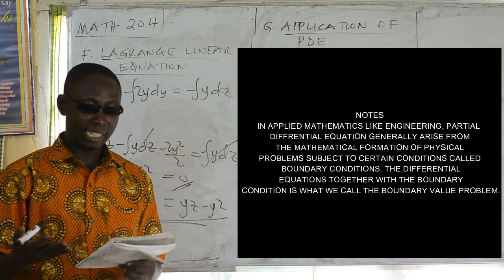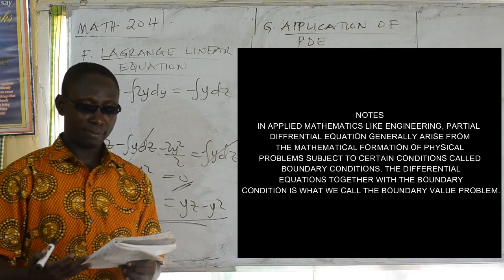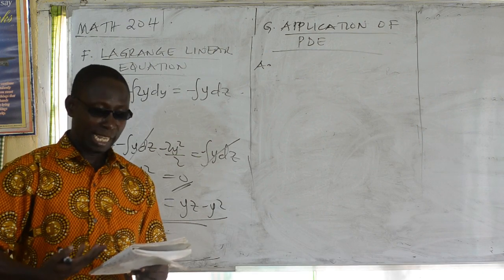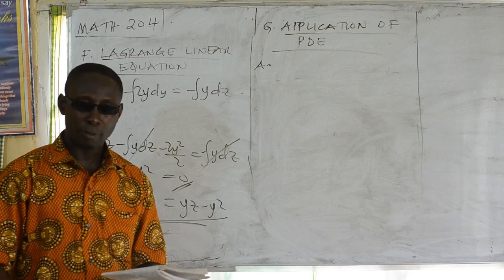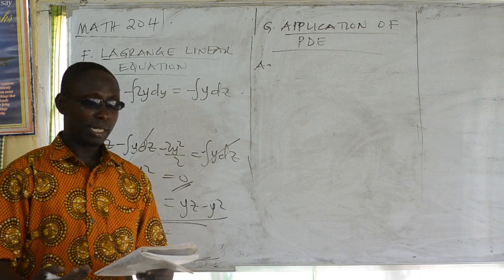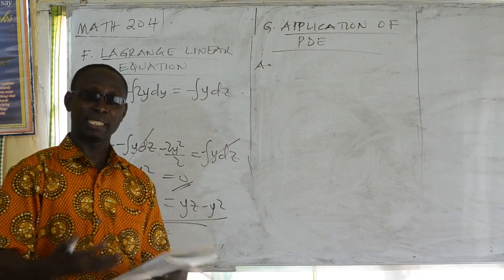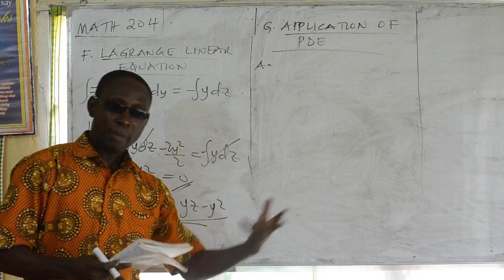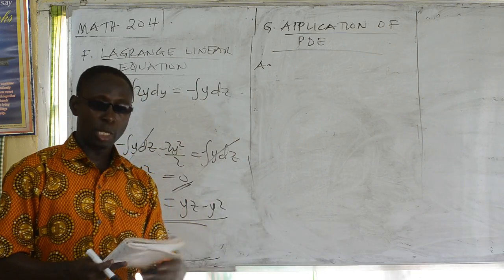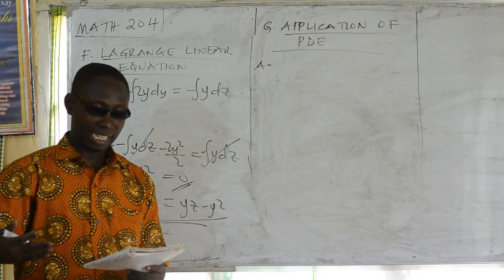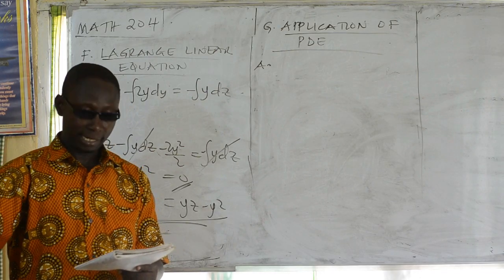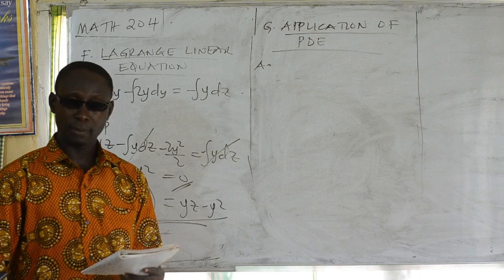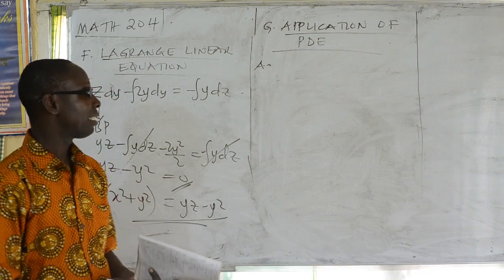So all that this introduction is saying is that in applied mathematics, the PDEs that we have just learned normally appear when we are forming physical problems, subject to certain conditions. Certainly there should be conditions in a physical problem. Now, the formation of that partial differential equation, with respect to the conditions that will arise, these two come together to form what we call the boundary value problem, in short BVP. So that is what the introduction is about.